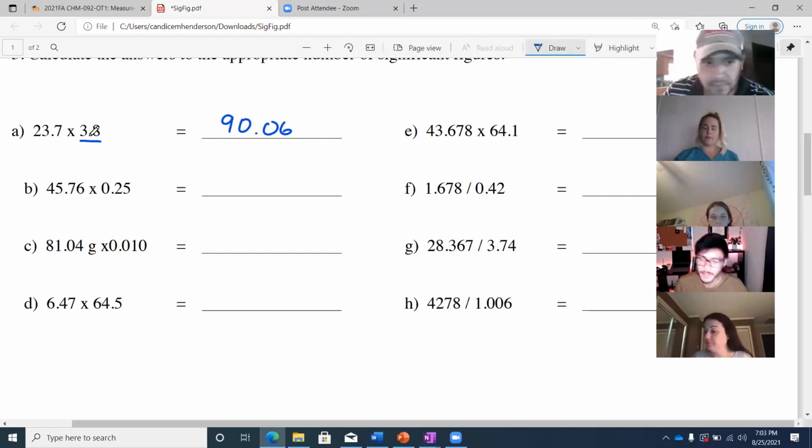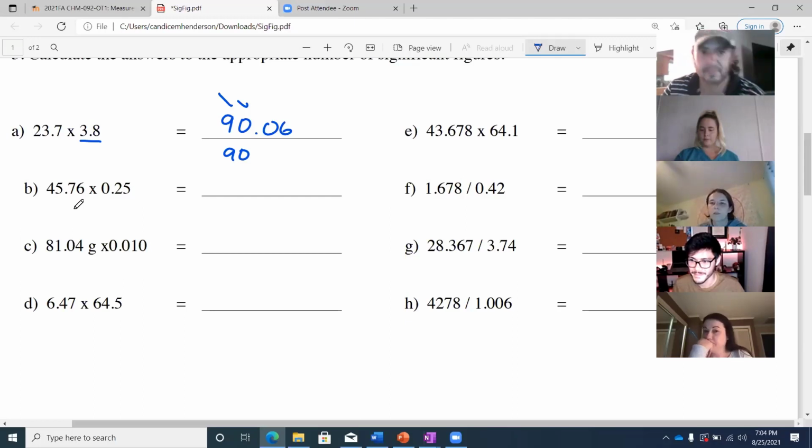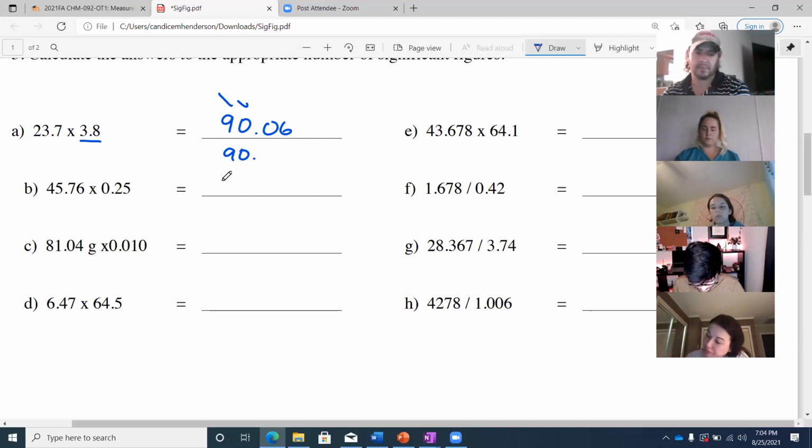90.06. Okay. So we get to have 2 significant figures, this and this. We cut off the rest of it, 90. That makes you guys happier? Yeah, your faces look happier there. Okay. Would you have to write the decimal point? Yeah, you would want to include the decimal to indicate that the 0 is also significant. That would be the more precise way of doing it.